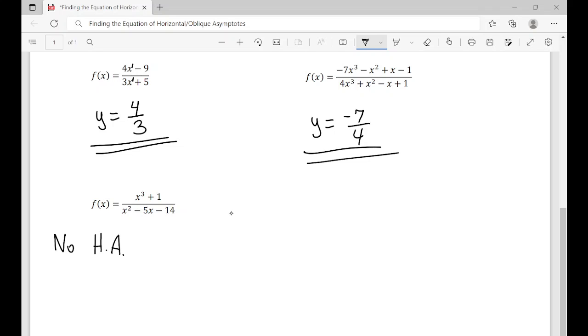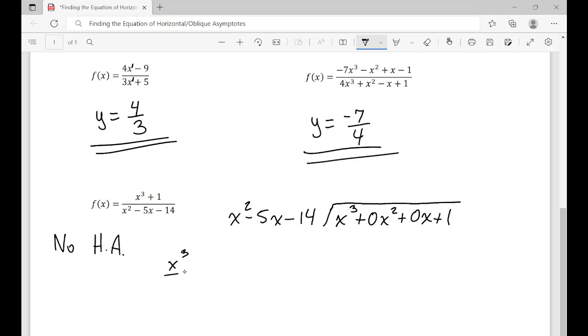Now, long division sounds really bad, but the nice thing here is we don't have to go very far in long division. We just have to take it at most 2 steps. 0x² plus 0x plus 1. And so doing the long division here, off to the side, x³ over x² is going to give us x. So that's what goes here. Distribute the x in if you've forgotten how to do long division. x³ minus 5x² minus 14x.